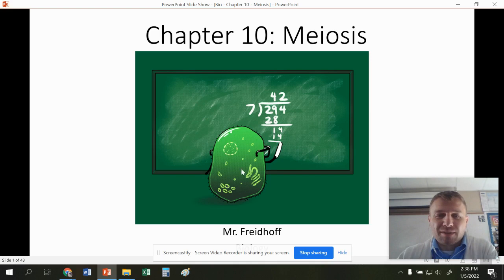I always like showing this meme in the beginning because this is a cell dividing. You can see here the cell is just doing some arithmetic on the board. But this is another chapter where we're going to see cells dividing.